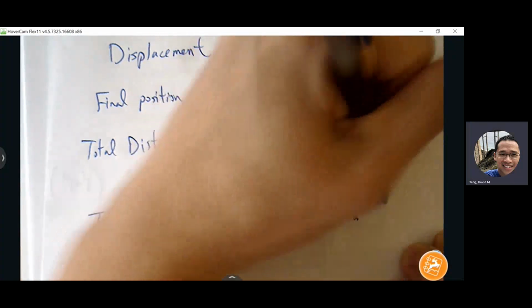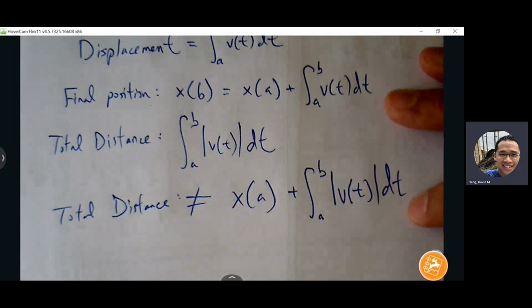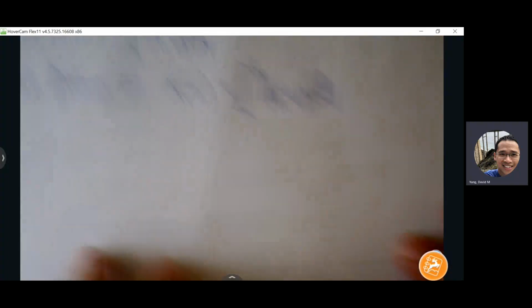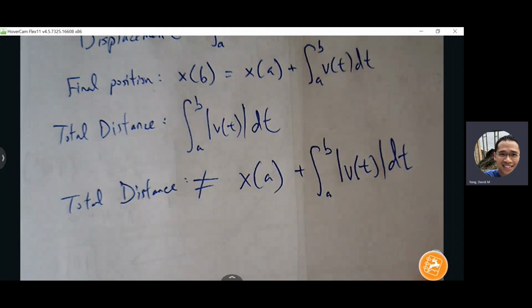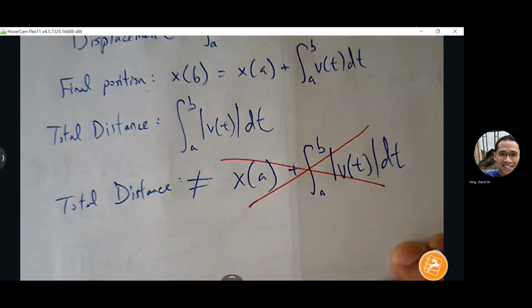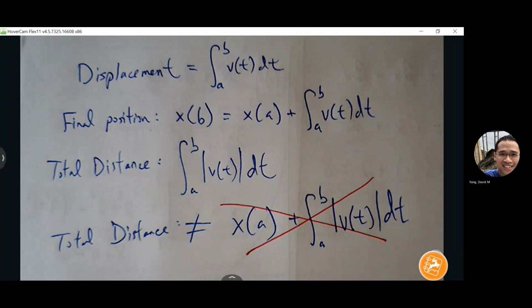I see a lot of students do this on the test, so that's why I want to bring this up. Sometimes students get confused with final position versus total distance, and they want to add that to the initial position. But total distance doesn't care where you start. It just wants to know how much movement you've made between A and B. So that's not total distance. Okay. So I'm sharing that in the hopes that you understand that distinction.